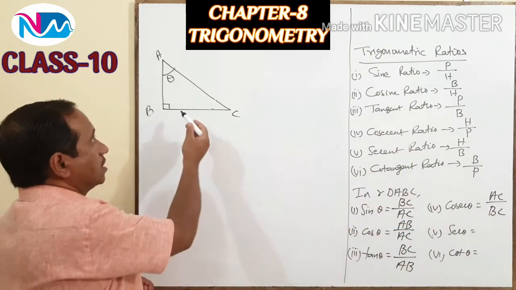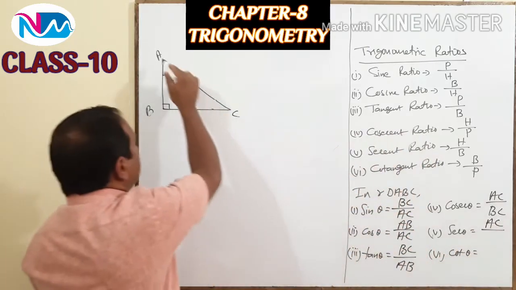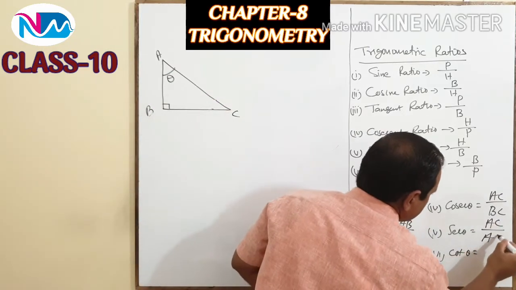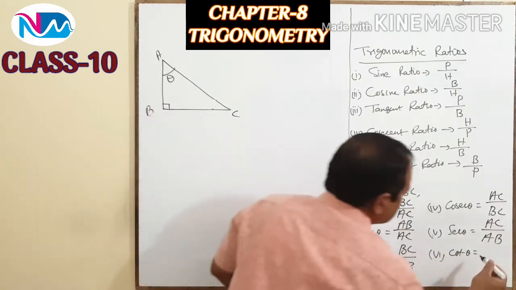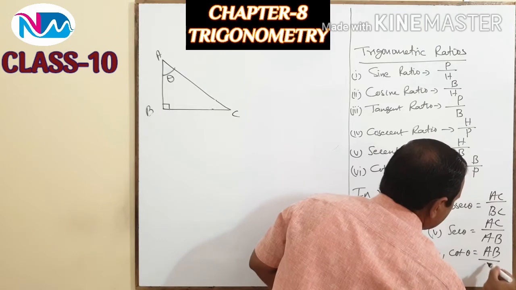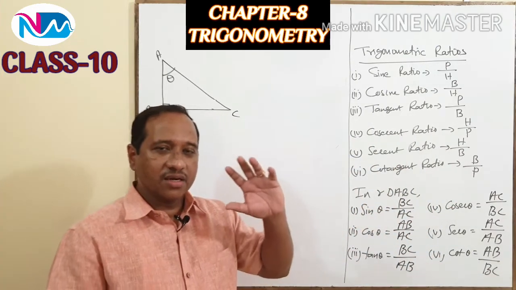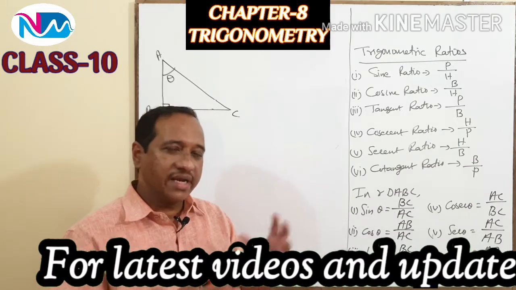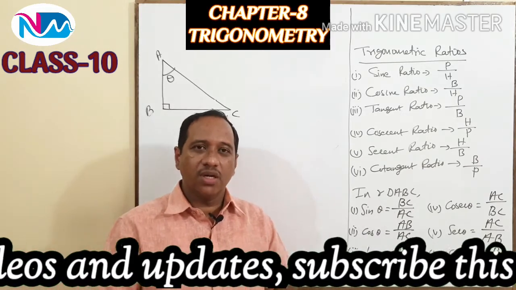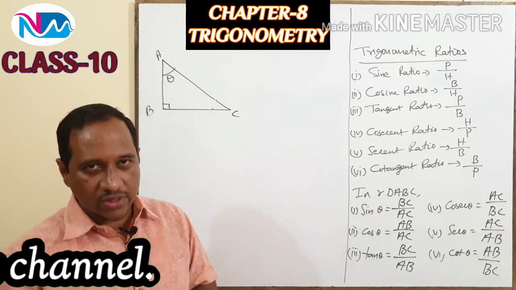Sec theta will be hypotenuse AC by base AB, and cot theta will be base AB by perpendicular BC. So there are three sides for a right angle triangle. They are named as perpendicular, base, and hypotenuse with respect to the position of an acute angle.